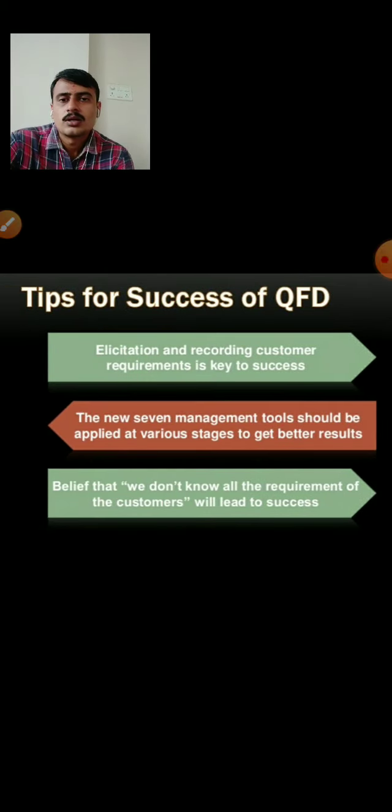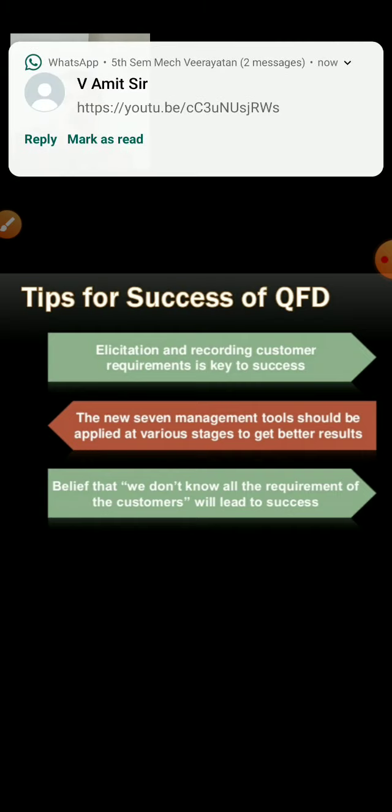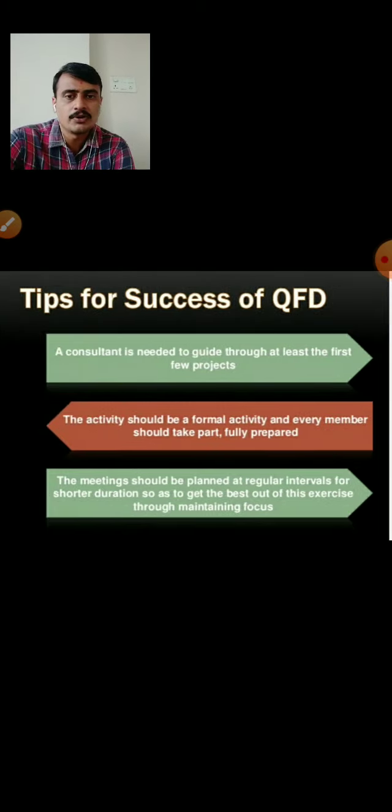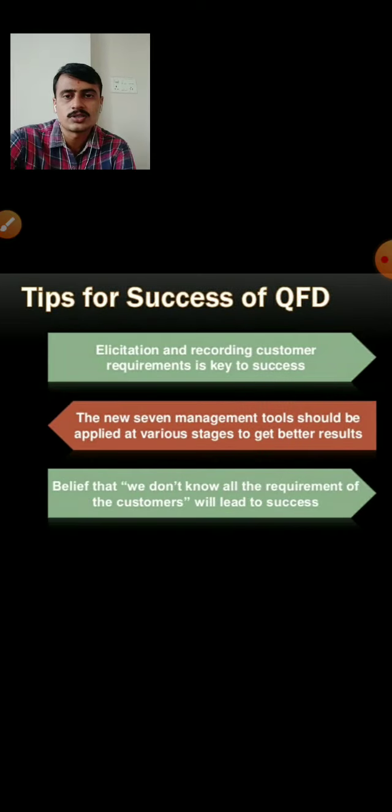Then recording the customer requirement is the key to success. Then the new 7 management tools should be applied at various stages for better results. Then knowing the requirements of customers will lead to success. This is the success of quality function deployment. 6 different points of quality function deployment success.